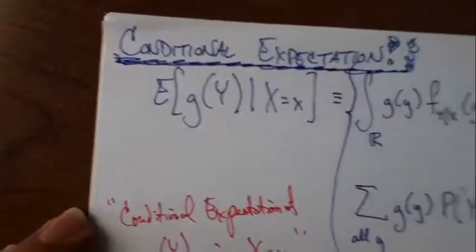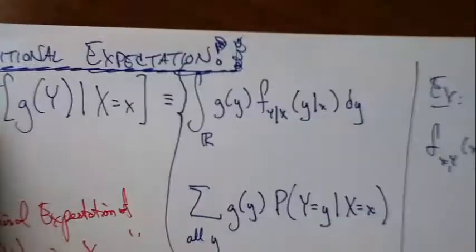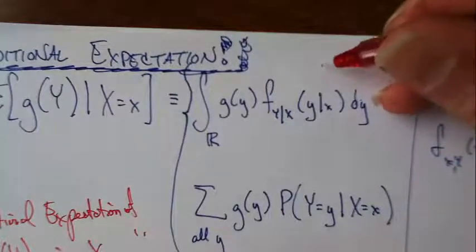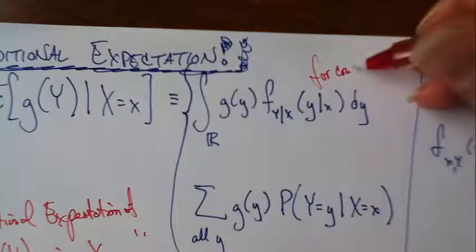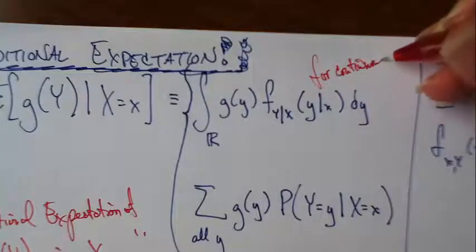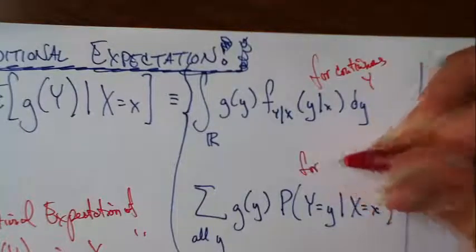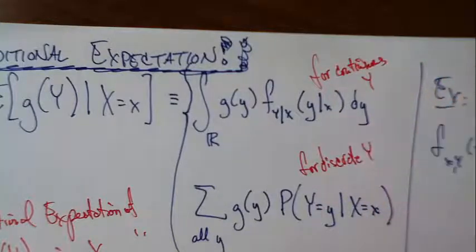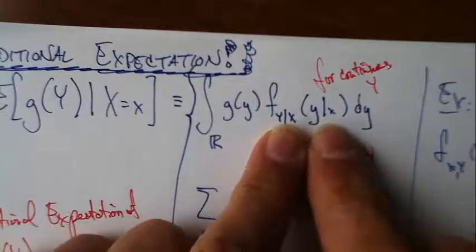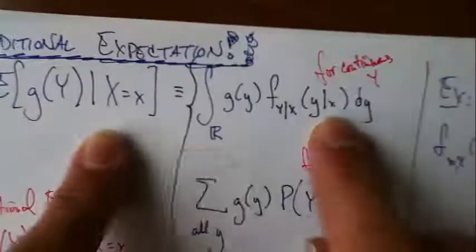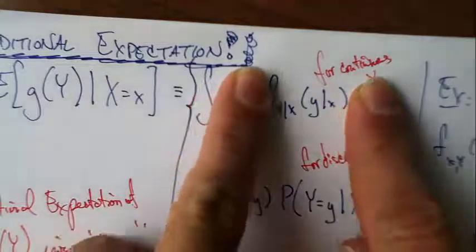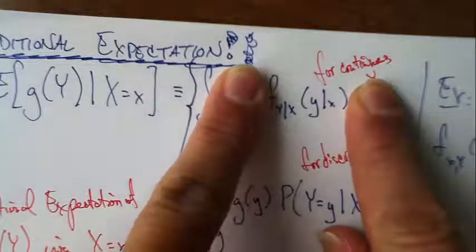We have a couple of cases here. If y is a continuous random variable, or if y is discrete. If y is a continuous random variable, what you want to say is, given that x takes on the value of little x, let's use that conditional density function for y. And of course we need the dy there.